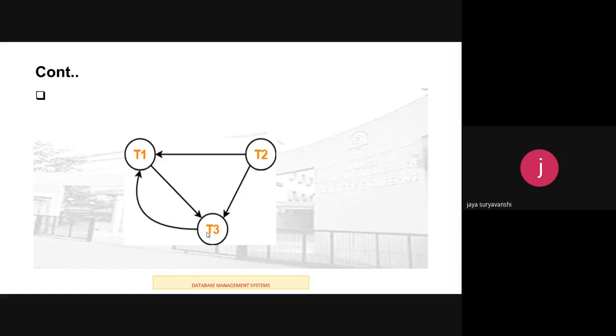Now let us draw the dependency graph using this dependency. So this is again the dependencies graph. Clearly there exists a cycle in the dependency graph, and thus we finally conclude that the given schedule is not view serializable. This way we find out whether a particular parallel schedule is view serializable or not.